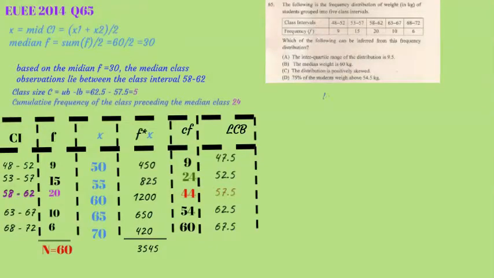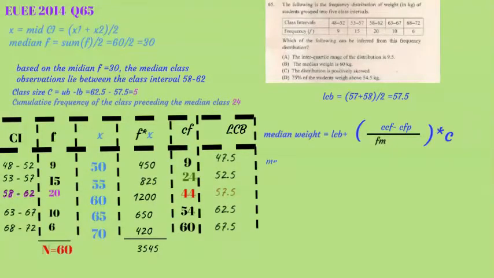Remember, our target is to find B, the median weight, if it is 60. So let's find the LCB. The LCB is 57.5, and the median weight is equal to the LCB plus the median frequency minus the cumulative frequency preceding the current observation, and then divided by the frequency, the cumulative frequency at this point, times the class size.